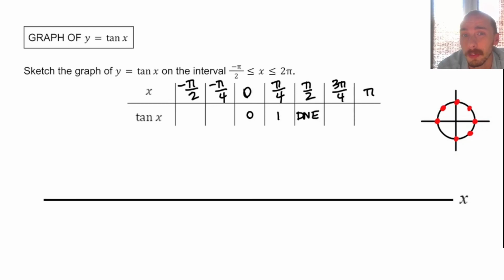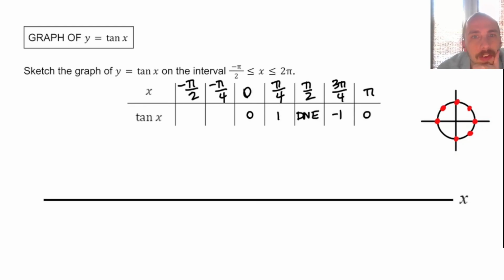Okay, then at 3pi/4, the x-coordinate is negative, but the y-coordinate's positive. But we're still sitting on a 45, 45, 90 triangle where the legs have the same overall length. So tangent, y over x, is going to be a number divided by the negative version of itself. It's going to be -1. And then at pi, I'm kind of back to the same situation that I ran into at x equals 0, where y is 0, but x is not 0, so 0 over not 0, that's going to equal 0.